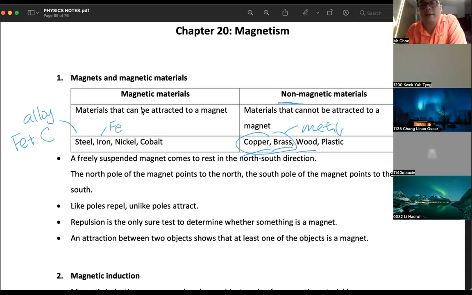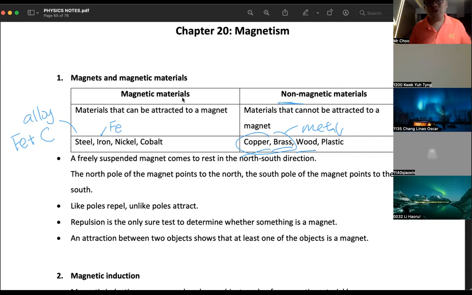When you talk about magnetic material, they are not magnets by themselves. I repeat myself again: pure iron by itself is not magnetic. You put iron and iron together, they don't attract. Is that clear? You need to make a magnetic material into a magnet. Then it becomes a magnet.